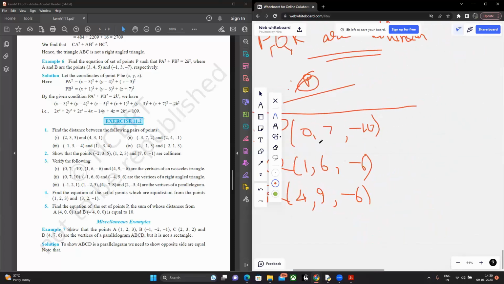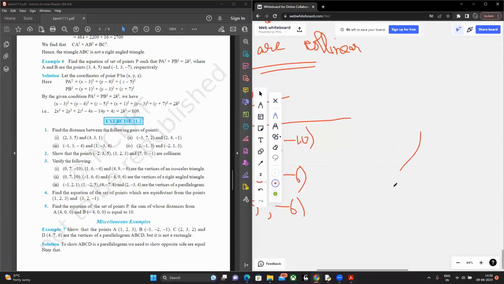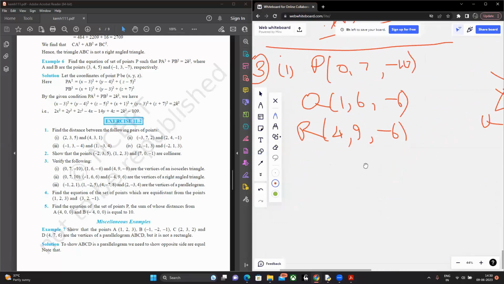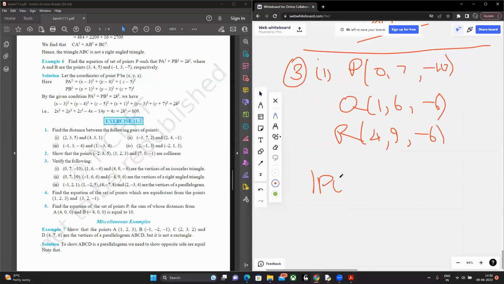For an isosceles triangle, you have two sides being equal, right? So for a triangle PQR, you can have either this side being equal, or this side being equal, or this and this side being equal, right? And you don't have to have all three sides equal, or only specific two sides equal, right? So basically, you have to find out the three distances again.